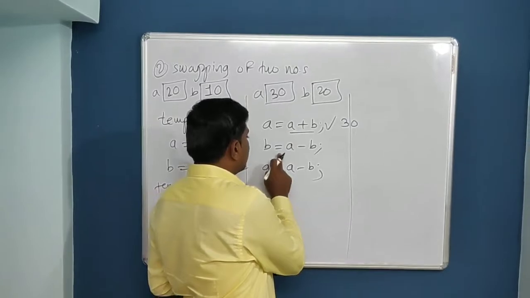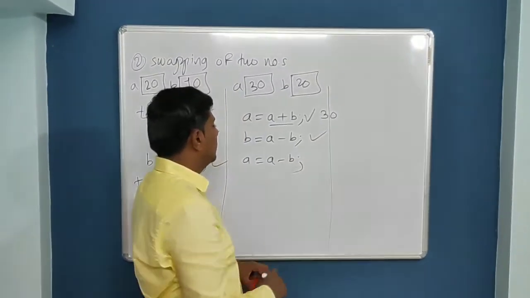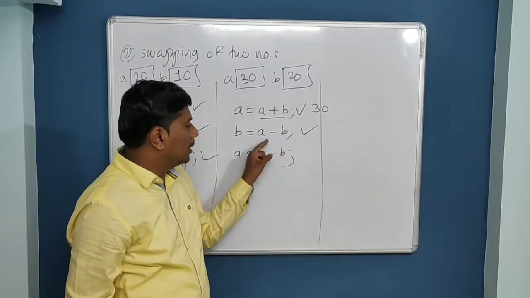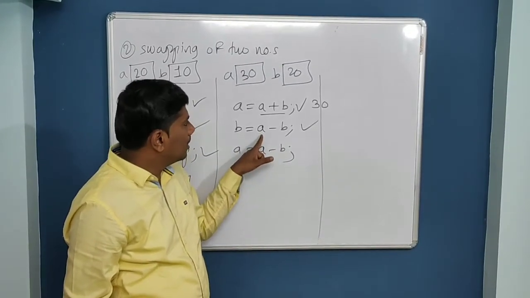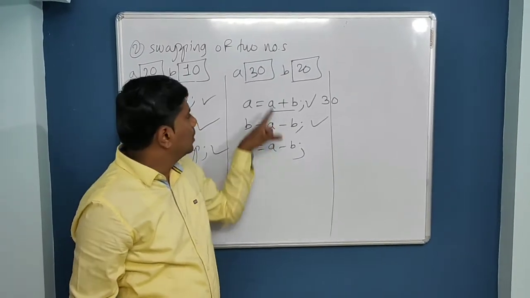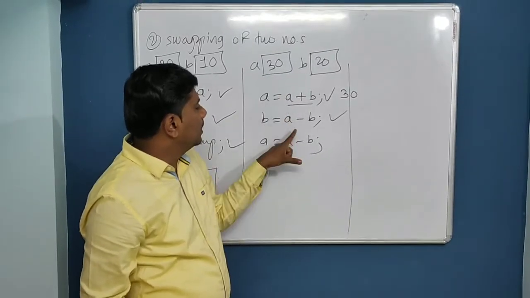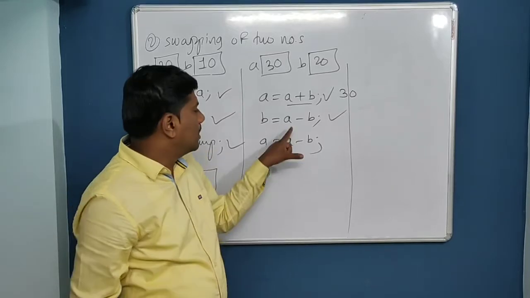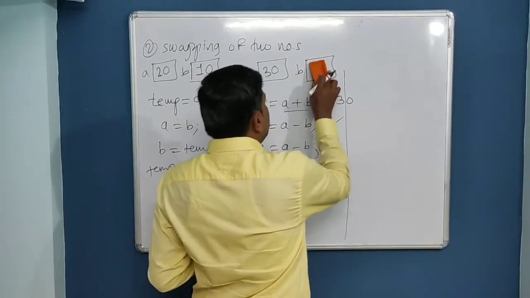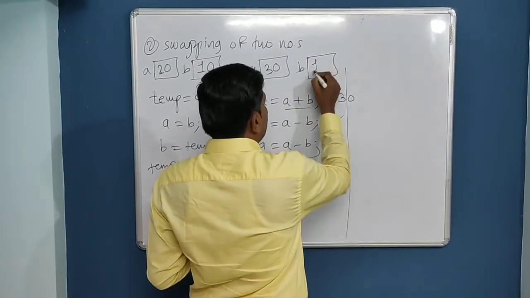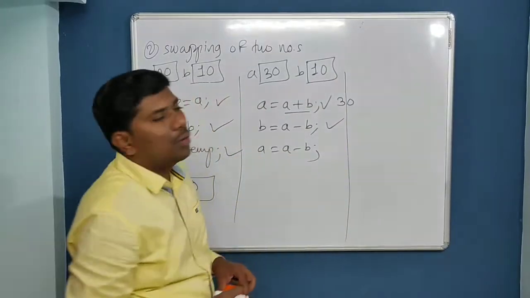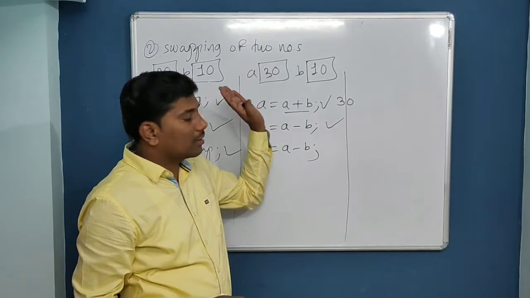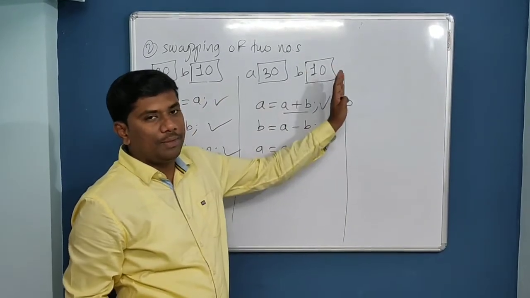Now next statement, B assignment A minus B. So what is the result of A minus B? Now very important thing, here the current value of A will be taken. So what is the current value of A? 30. So 30 minus 20, 30 minus 20 is 10. Assign that result to B. So see, here we have transferred the original value of A to B.